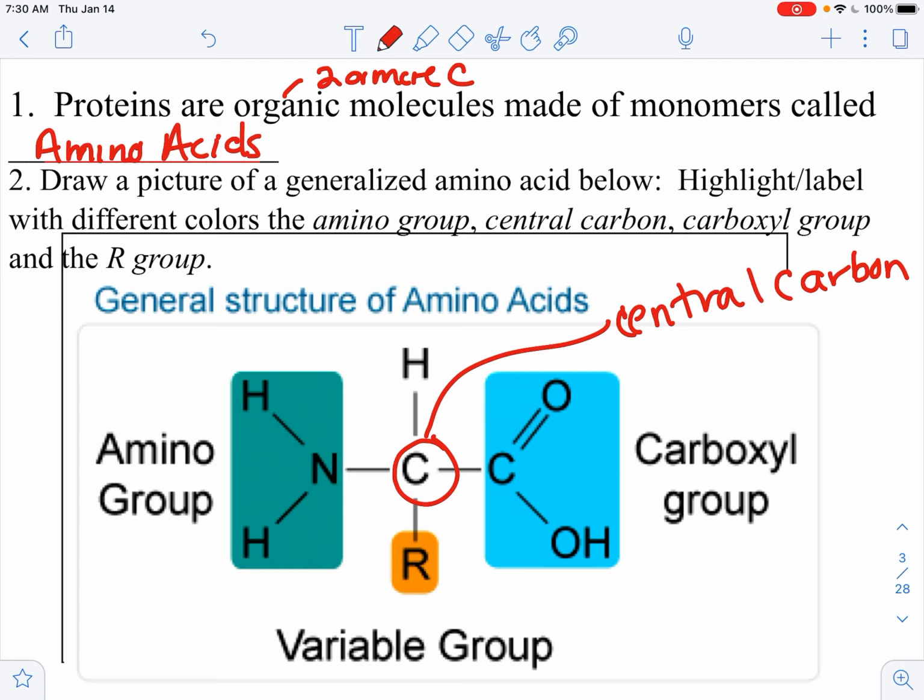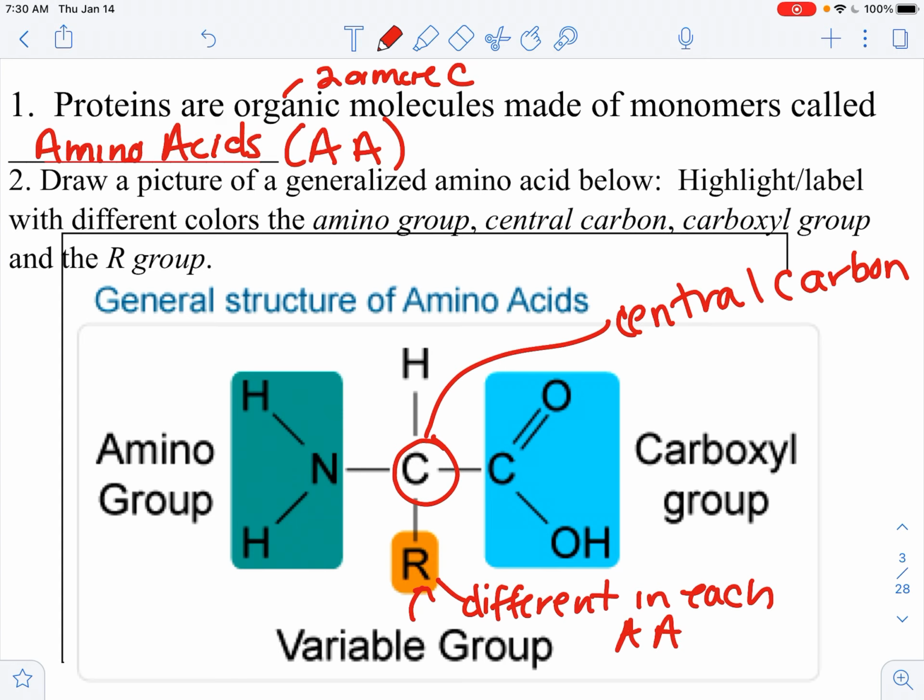Then you have an H, and on the opposite side of the H, you have what we call an R group, which is the variable group. This is going to be different in each amino acid. I always abbreviate amino acid as AA. R doesn't stand for an element. It is like a variable. You'll see in the picture coming up there are 20 different amino acids, and where the R is are just different molecular structures. If you need to pause to draw and label that, pause, but I'm going to go on.